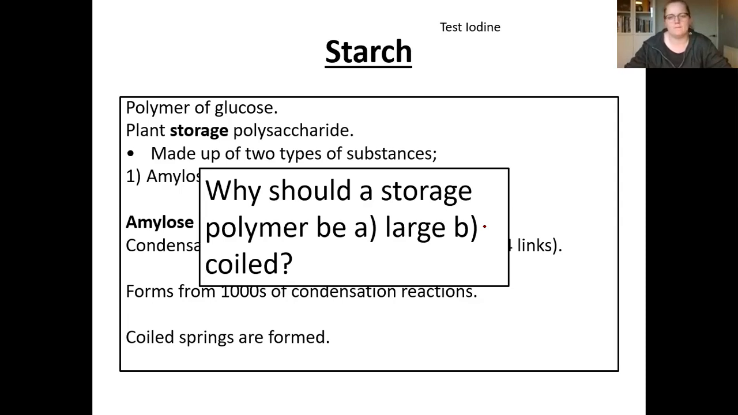So why should a storage polymer be large and coiled? Well, we want a storage polymer to be large because if we try to store energy in the form of our disaccharides, maltose, we're not really storing much in the space. So we basically want to cram in as much as possible into the smallest place possible. So we want to have lots stored up. So we want our storage molecule to be large. We want it to be long because otherwise we're joining all these monomers together for no good reason, because we're just going to break them down again really quickly. So we want them to be large. And coiled is really good because it saves space.